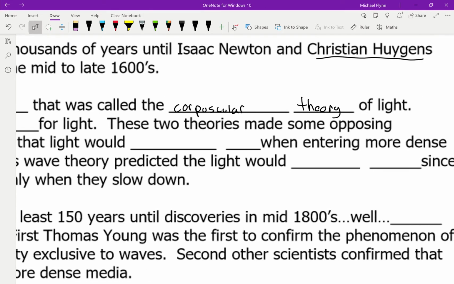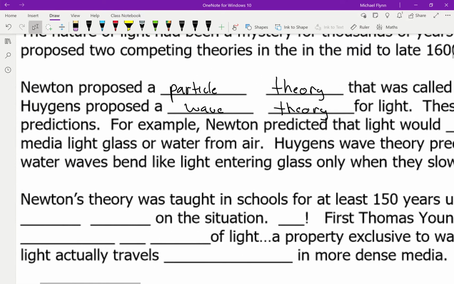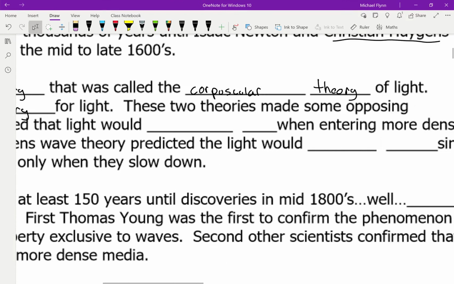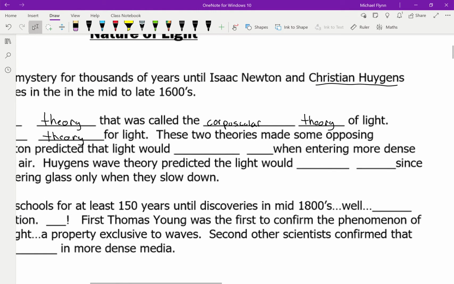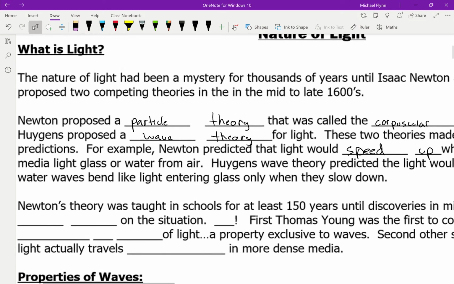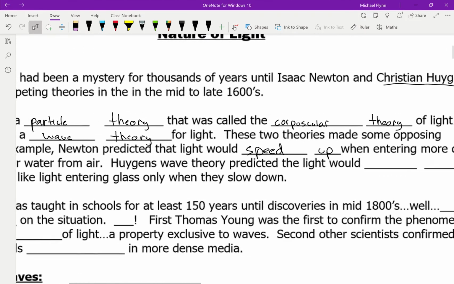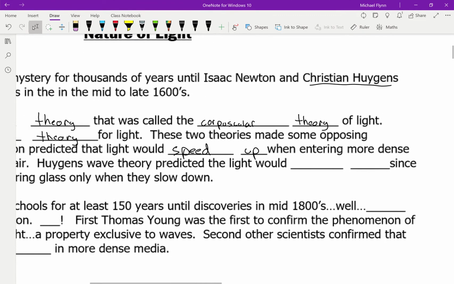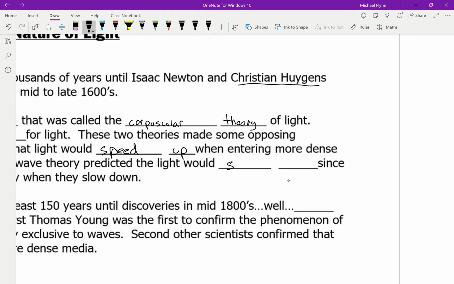Now, these two theories made some opposing predictions. For example, Newton predicted that light would speed up when entering more dense media, like glass or water, from air. But Huygens predicted that light would slow down. Now, the reasons they made these opposite predictions are basically like this.